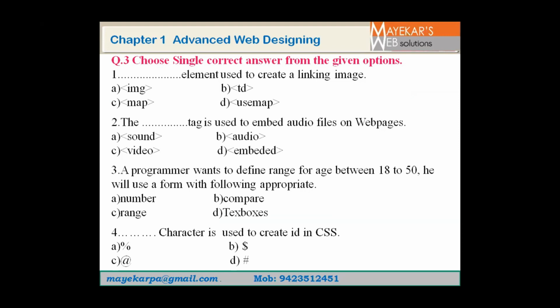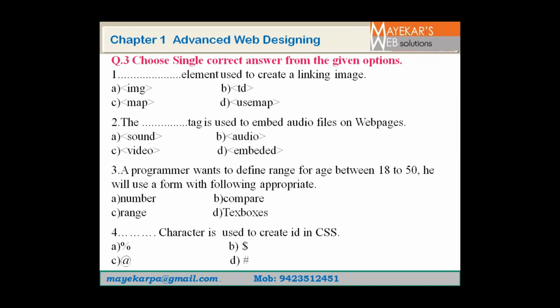The first sub-question is: a dash dash element is used to create a linking image. Four options are given, and the question asks which element is used to create a linking image, meaning to create a hyperlink to an image. The first option is the img tag, but we know that the img tag is used to insert an image on a web page. We can't use it to create a hyperlink to an image.